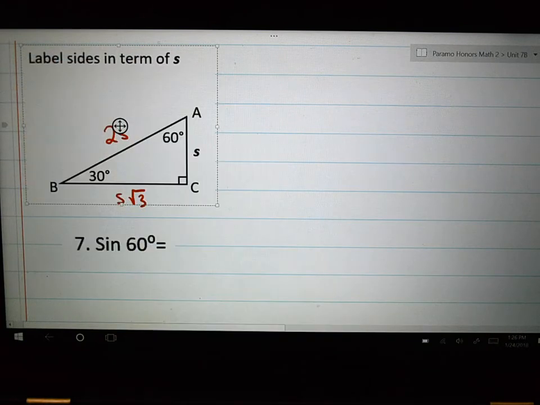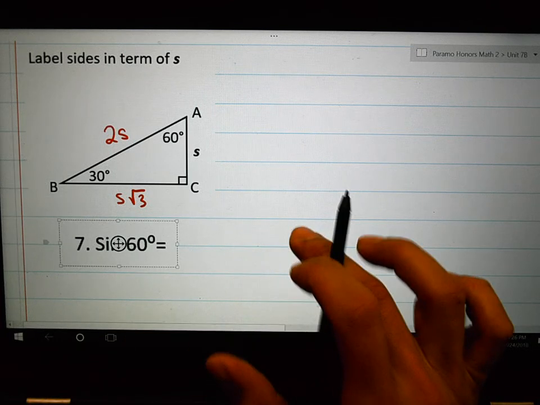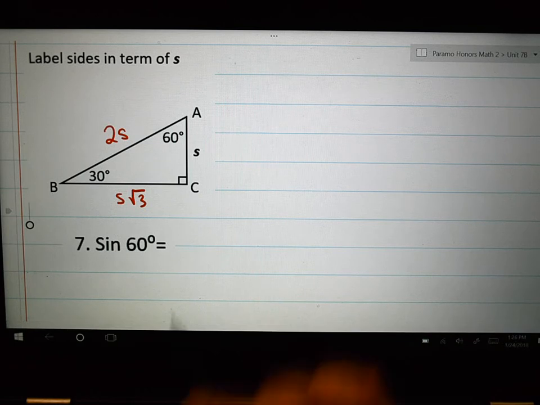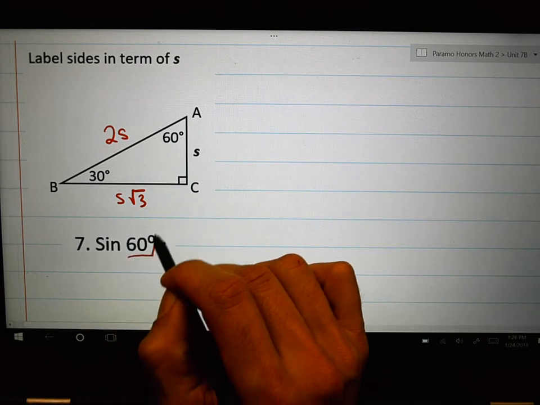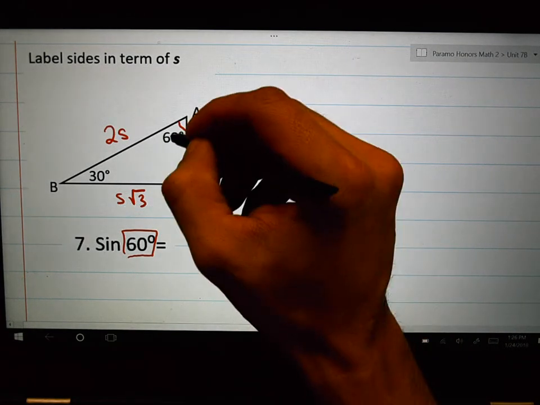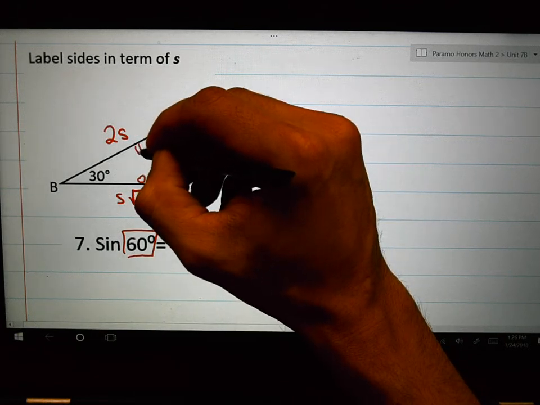So we've done this, label the sides in terms of S, and then what it says is, what's the sine of 60 degrees? And so what it's asking you to do is to take this generic triangle and find the opposite over the hypotenuse of 60 degrees. Which angle are we using? We're using 60 degrees. We're using this angle. Which one is our opposite of 60 degrees? Which one's our hypotenuse of 60 degrees?